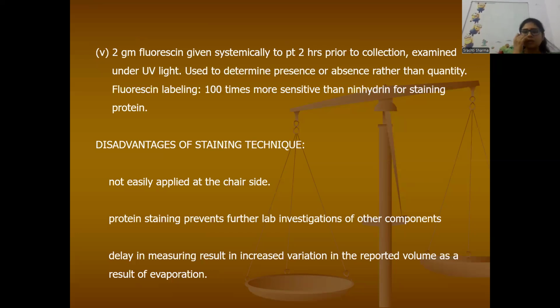Now, what are the disadvantages of staining technique? Not easily applied at the chair site. Protein staining prevents further lab investigation of other components. Delay in measuring result in increased variation in the reported volume as a result of evaporation.